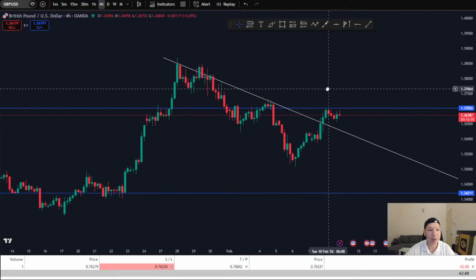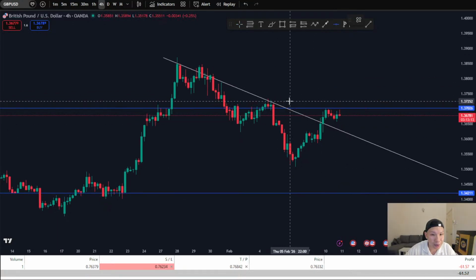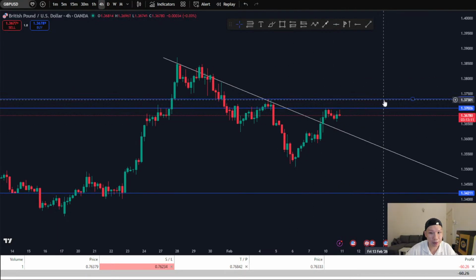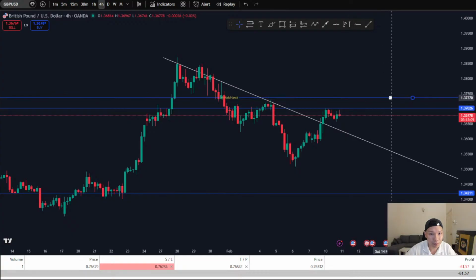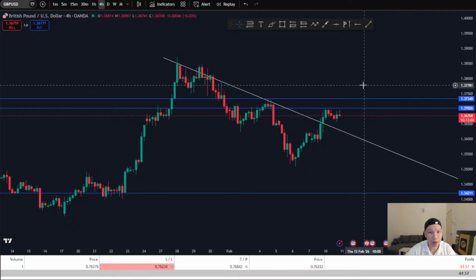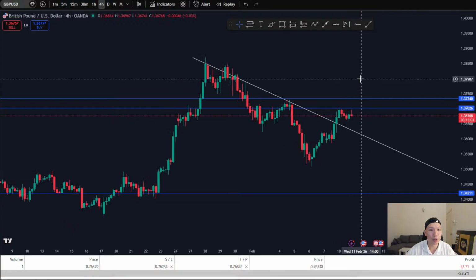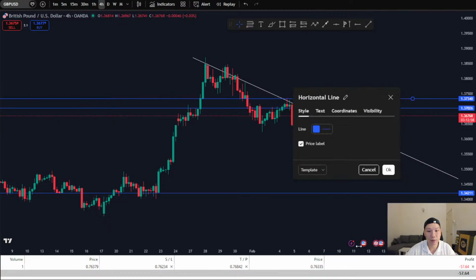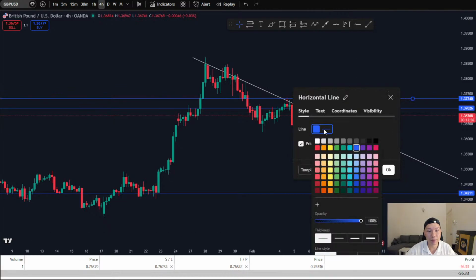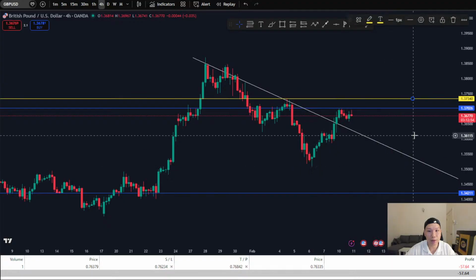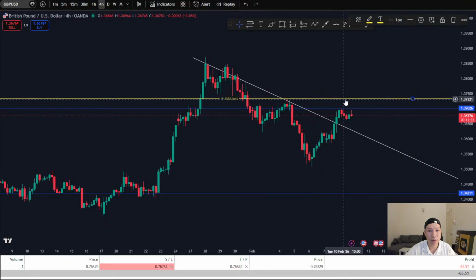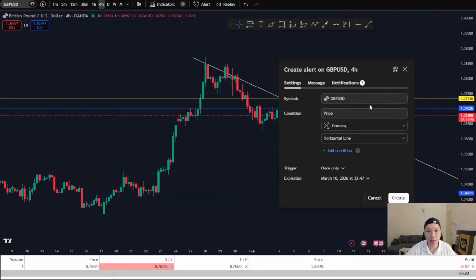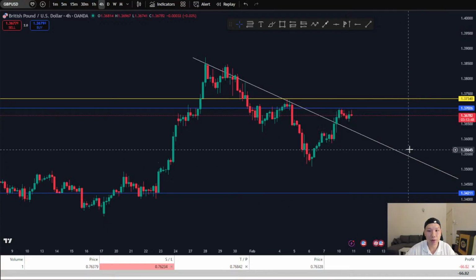Yeah, it's still going back down. So this is the place. Okay, so the trigger point for me to actually place a trade is actually this one. I'm gonna set it as yellow color as I usually do. So I'm gonna put an alert right here.